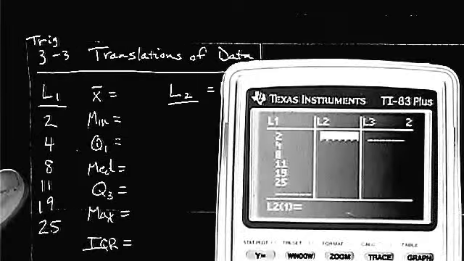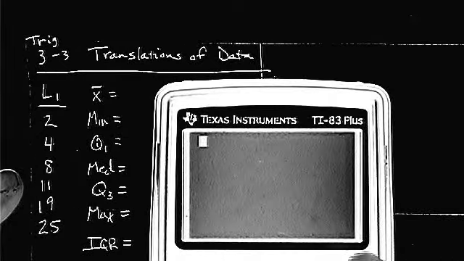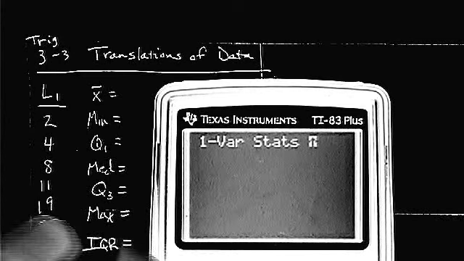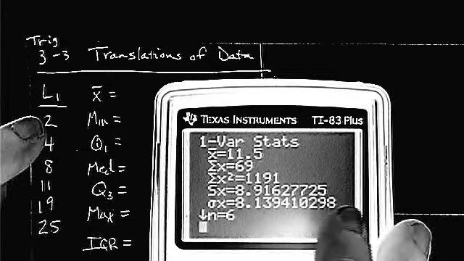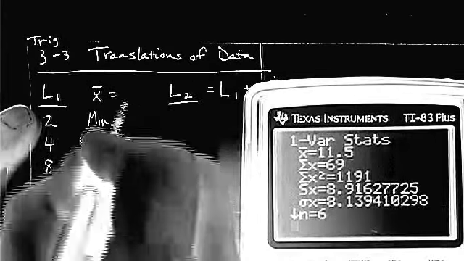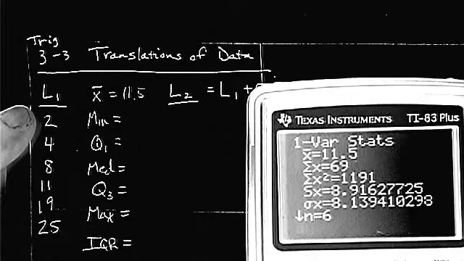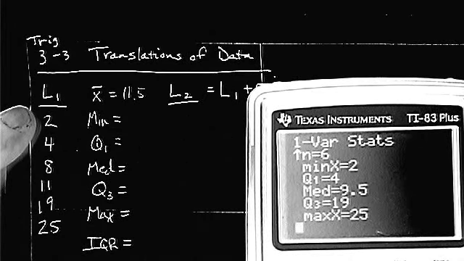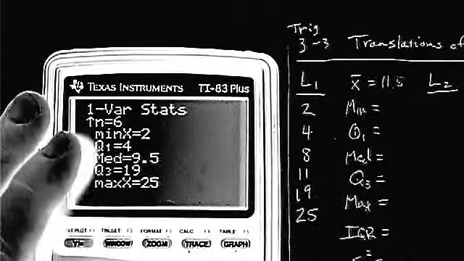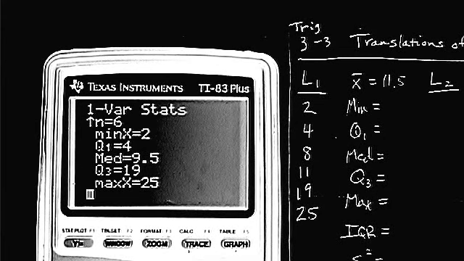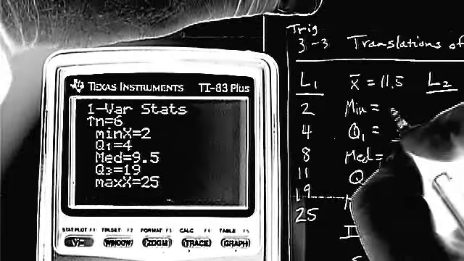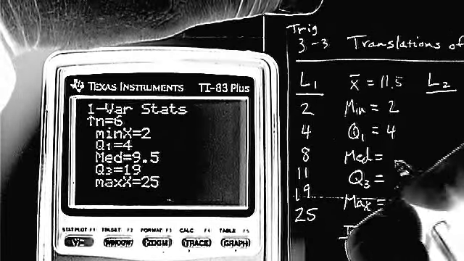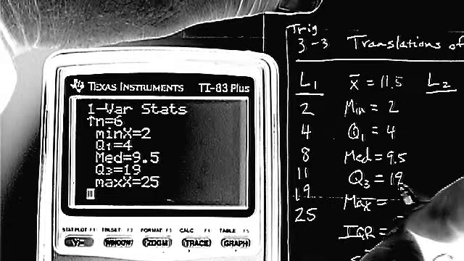So we know that in order to find these values, we want to use stat, calculate 1-bar stats, right? Of whatever list we're dealing with, we happen to be dealing with list 1. So I can see in my list we got 11.5. A little bit farther down I see the 5-number summary here. I'm going to slide these over and switch places. Is that better? Okay. And then minimum 2, 4, 9.5, 19, and 25.